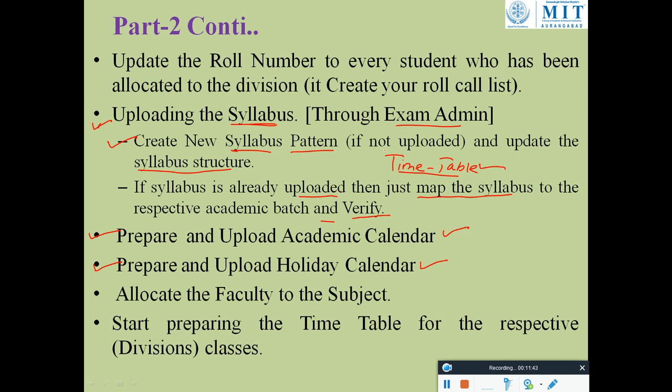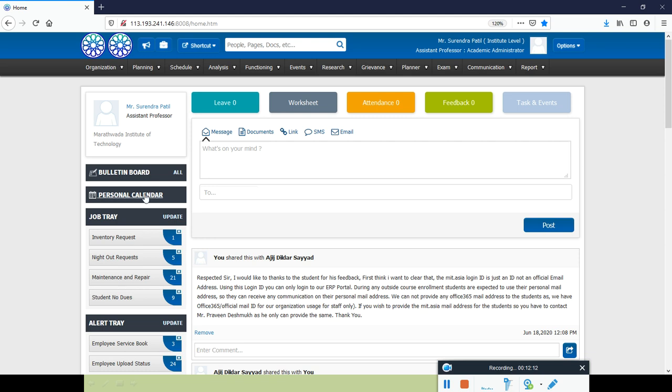Whenever timetable preparation happens, there are a few steps to be followed by all timetable coordinators. The first step is allocating the faculty to a particular subject and then preparing the timetable with respect to a division or specific classes. So this is step one, allocating a faculty to the subject. Let's see how this can be done.